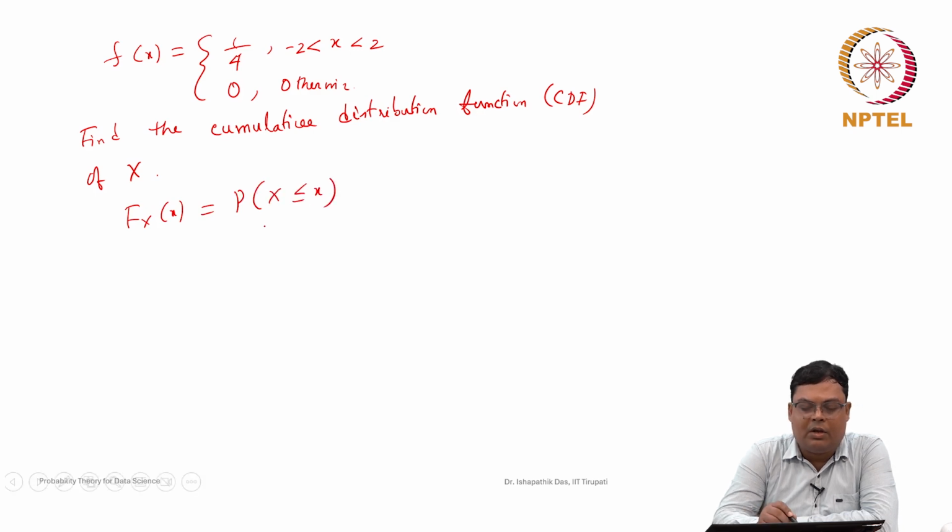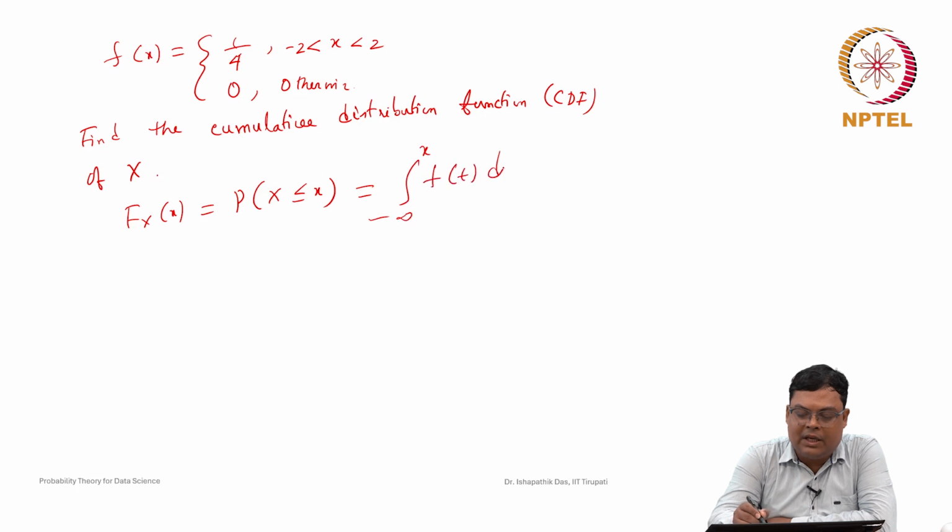for any real number. Now, you can see that if this real number is from minus 2 to plus 2, then this density exists, otherwise it is 0. So, this will be nothing but the integral from minus infinity to x of f_X(t) dt. We are changing the variable because x is already used here for the cumulative distribution function. When we do the integration, we are computing the area under the curve f(t), which is why we use a different variable.